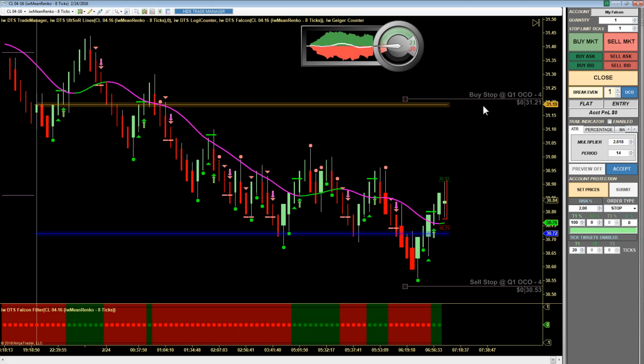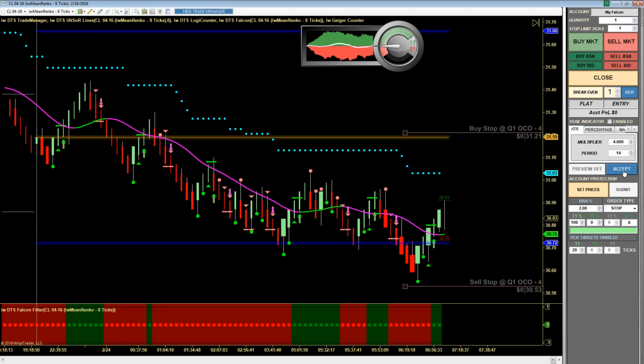Now the thing to remember about these orders is these are live the moment you put them on your chart. So when you put them on your chart, very often I'll put them away from where I want them to be and then I'll drag them in. We're also going to want a stop strategy in play. Don't want to be trading crude oil without a stop.